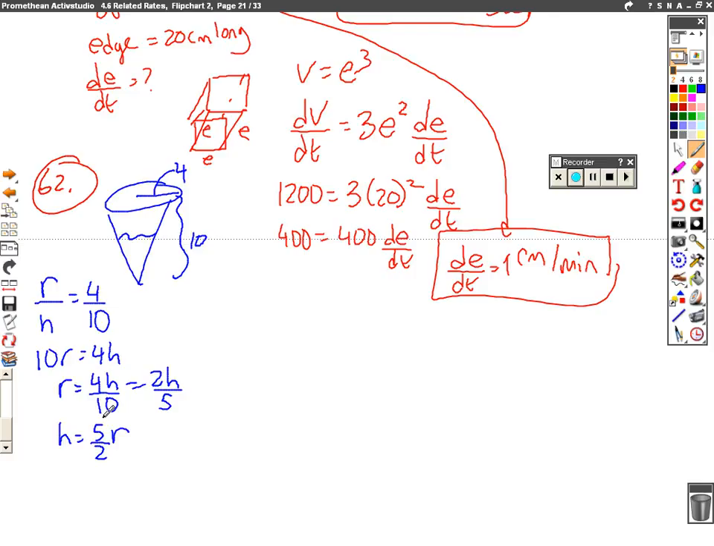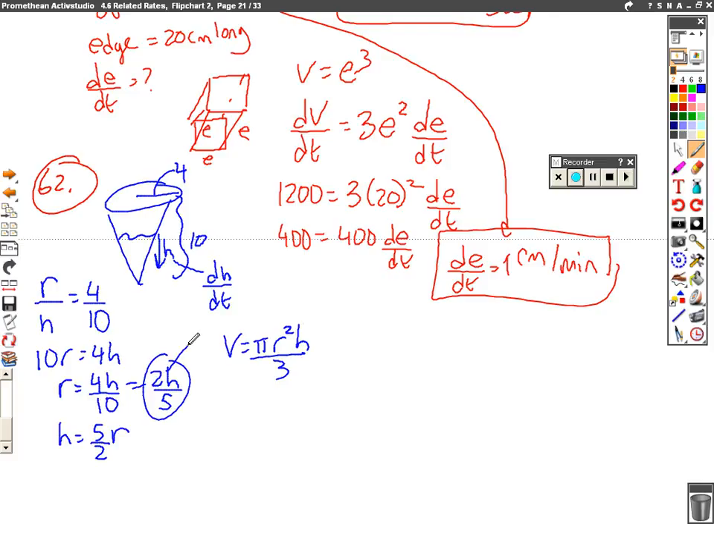We're going to use this because we want to know how fast the water level is dropping when h equals 6. So we're looking for dH/dt. Let's get an equation. Volume is 1/3 pi r squared h. And we want to know dH/dt, so we are going to try to get rid of the r's so that we only have h's left over.